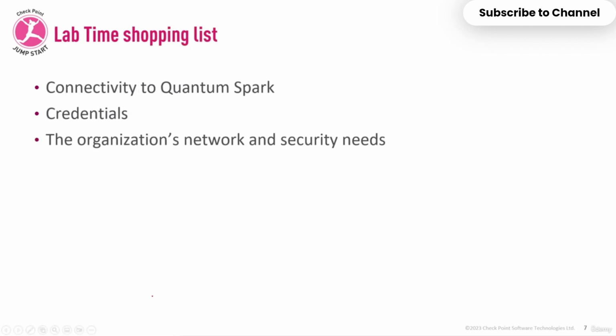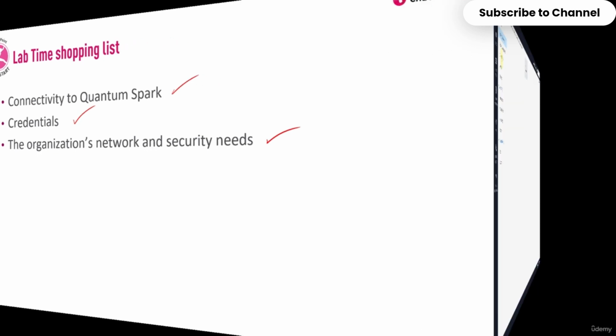To go ahead and utilize this tool yourself, make sure you have connectivity to Quantum Spark, make sure you have the right credentials, and consider the organization's network and security needs. Because I assume your organization, for example, uses web conferencing applications. So in that case, you would like to have that service bypassed. However, in some organizations, streaming is forbidden from within the corporate network. So you don't want to bypass, you just want to block that, right?